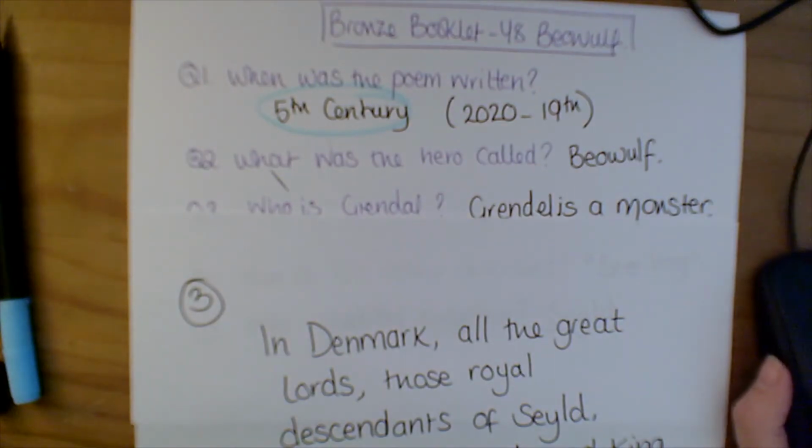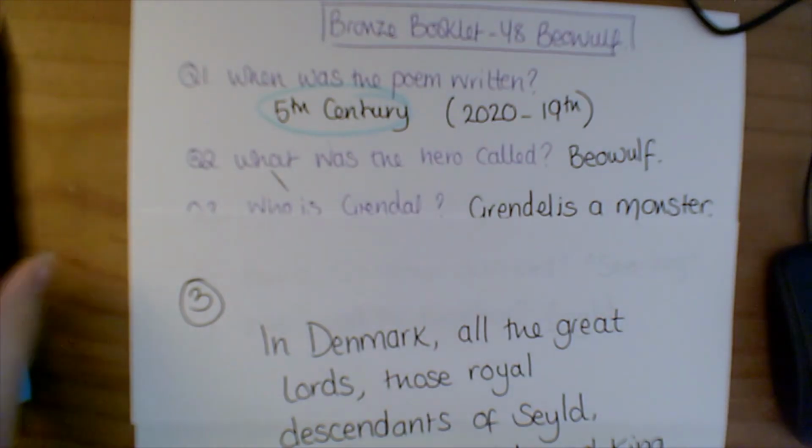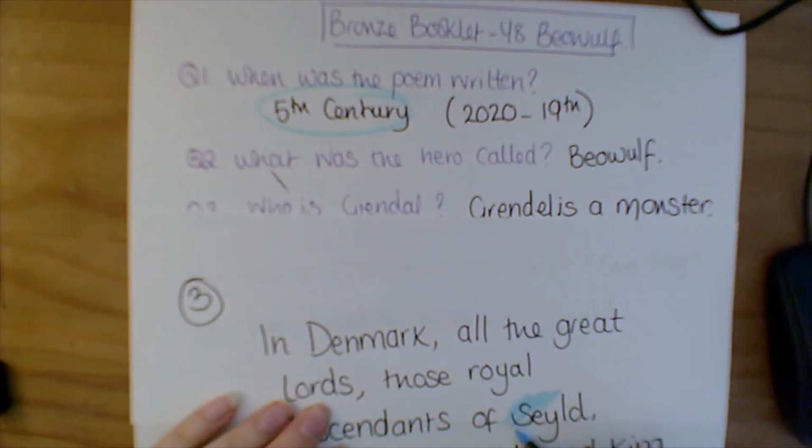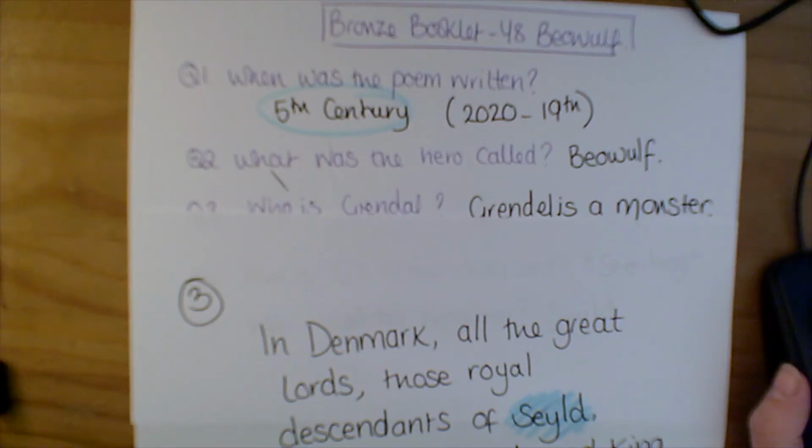The story begins as all stories do before it begins, for there is always a mother before a mother, and a king before a king. In Denmark, all the great lords whose royal descendants have sealed that great and good king, we've got a capital letter there so we know it's a person, and he's a great and good king. Followed in his footsteps and stayed strong against their foes and loyal to their friends.